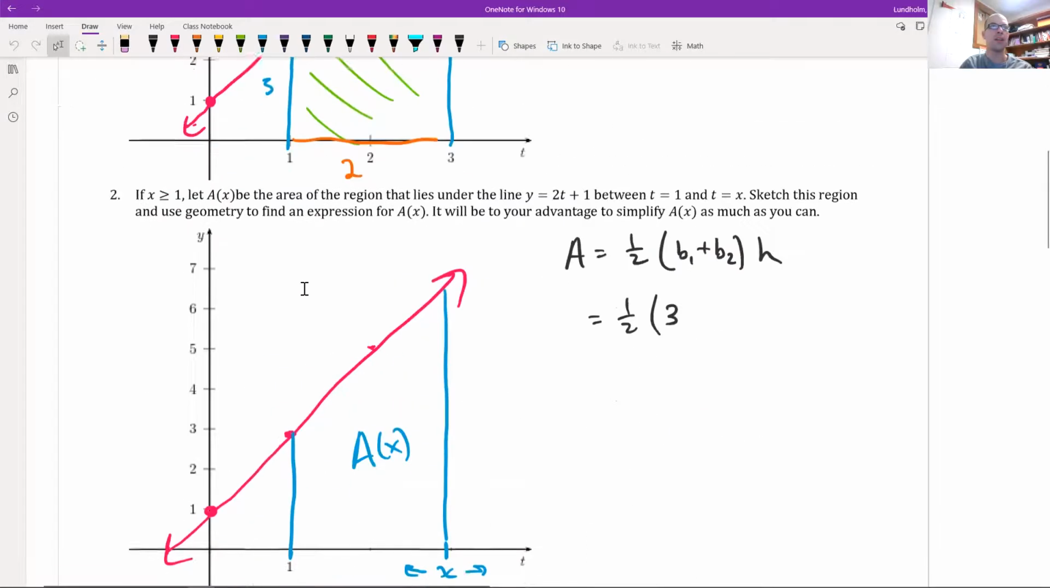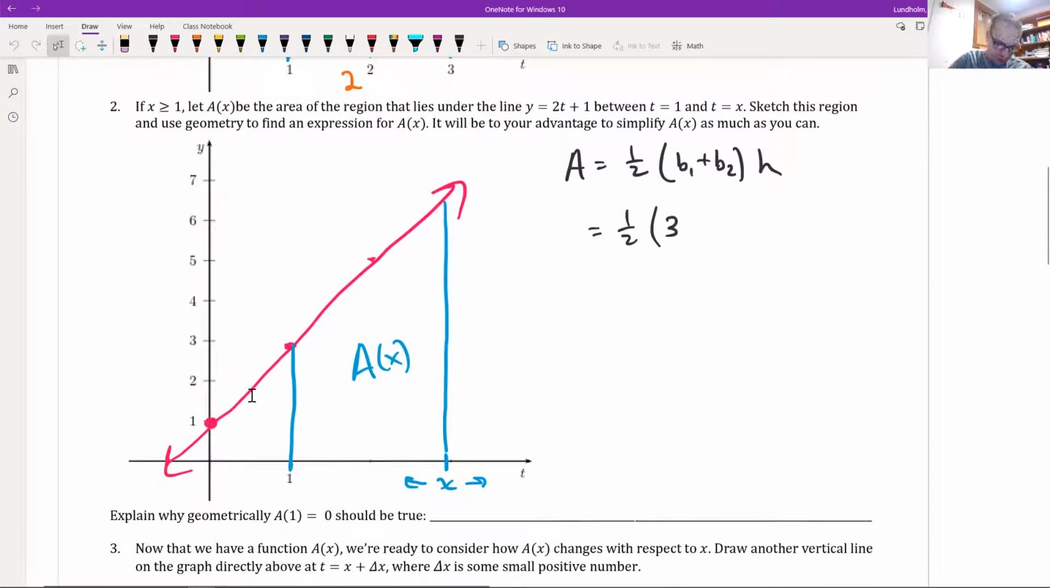Down here, this is f of 1, which is equal to 3, for the base. Then this other base is going to be f of x, which is 2x plus 1. And then this distance down here will be x minus 1 for the height. Okay, so let's keep going. The other base here is 2x plus 1.